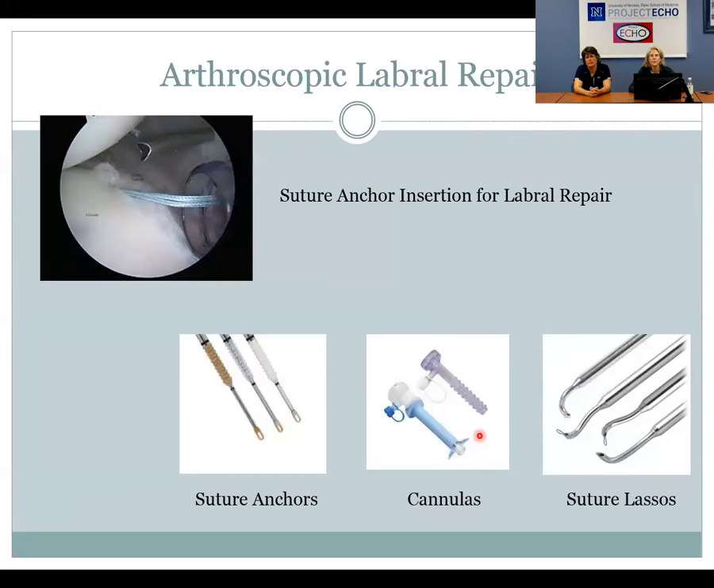The ability to fix these injuries, whether it be an anterior labral tear, posterior labral tear, SLAP lesion, or rotator cuff tear, can be done all at once, in the same procedure, with four or five small portals or incisions around the shoulder through cannulas with things like suture passers, which are these lassos on the right. The cannulas are these large plastic straws that we use to pass suture and anchors. And then on the left, these suture anchors, this is just an example of what these little tacks look like that enable us to repair the labrum back down to the glenoid rim.